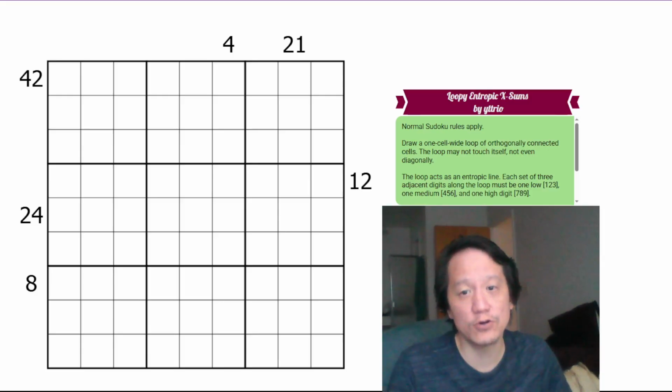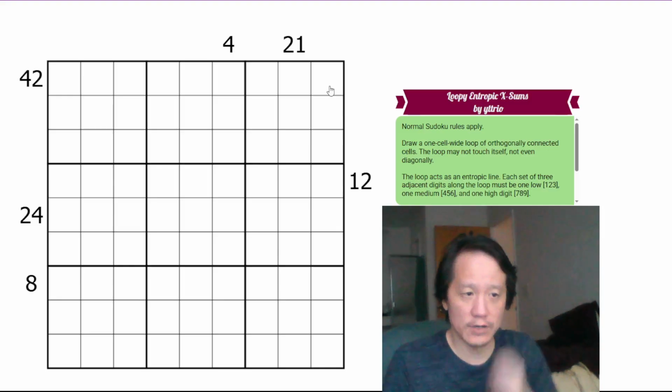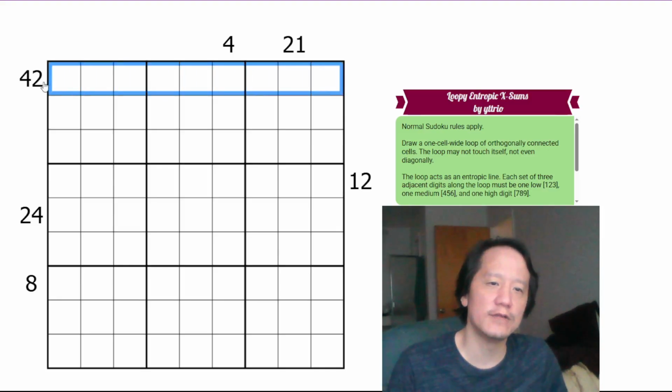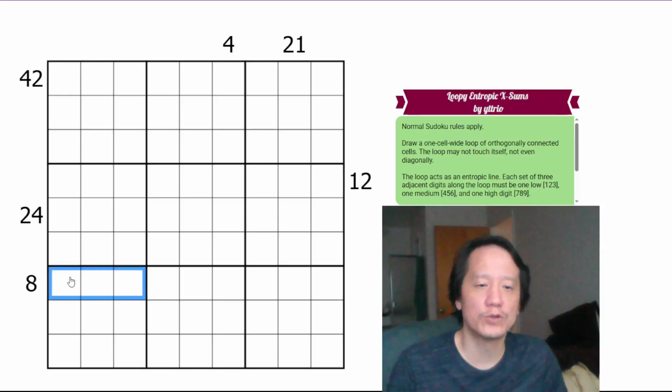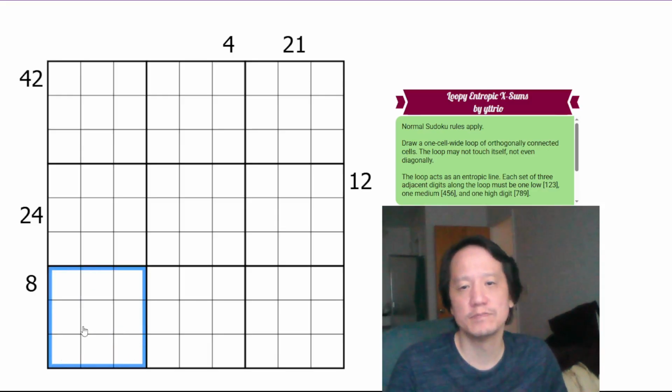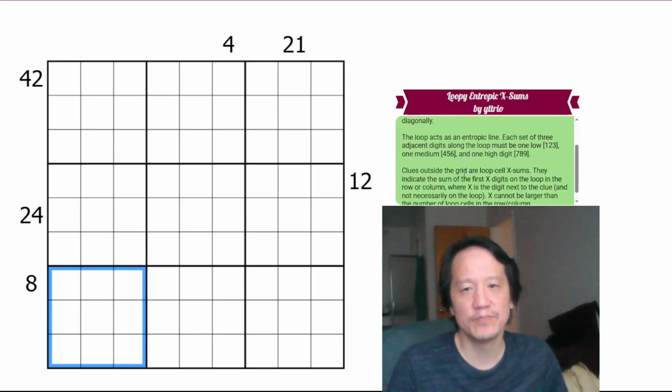Here are the rules. Normal Sudoku rules apply, which means fill every cell in the grid with a single digit from 1 through 9 such that there are no repeats in any row, column, or designated 9-cell region. In this case, a box. We also have to draw a 1-cell wide loop of orthogonally connected cells. The loop may not touch itself, not even diagonally.